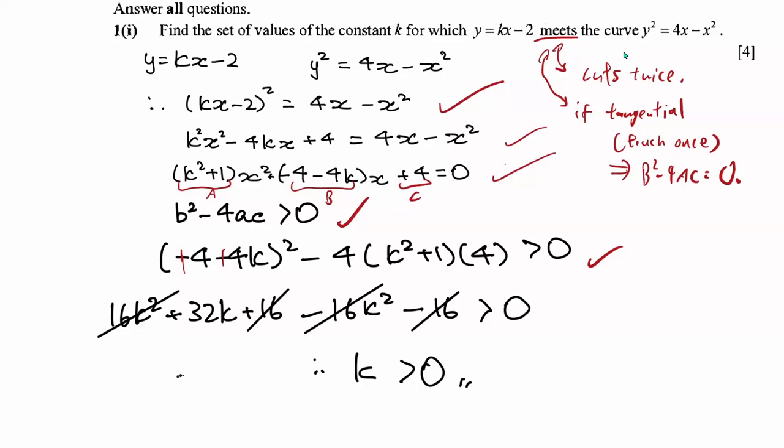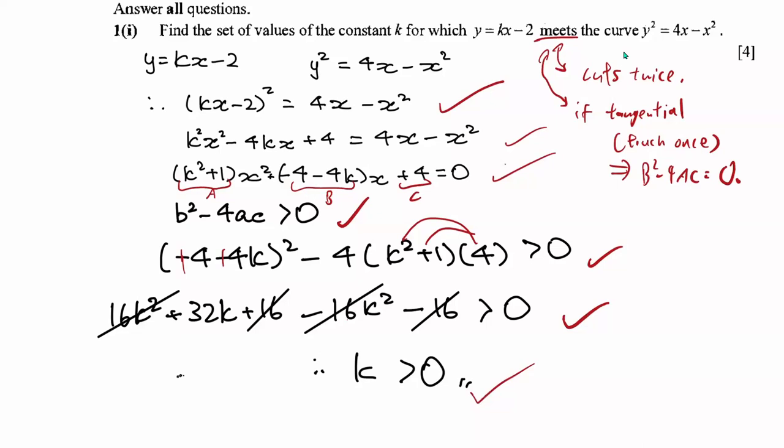Plus 4 squared, 16. Okay. k squared plus 1 times 4. Bring in 4k squared plus 4. Minus 4 times 4 is minus 16k squared. Minus 4 times 4 is minus 16 times positive 1. Okay, good. And then the 16k squared cancel, plus and minus 16 also cancel. Left with 32k more than 0, divided by 32, you get k more than 0.